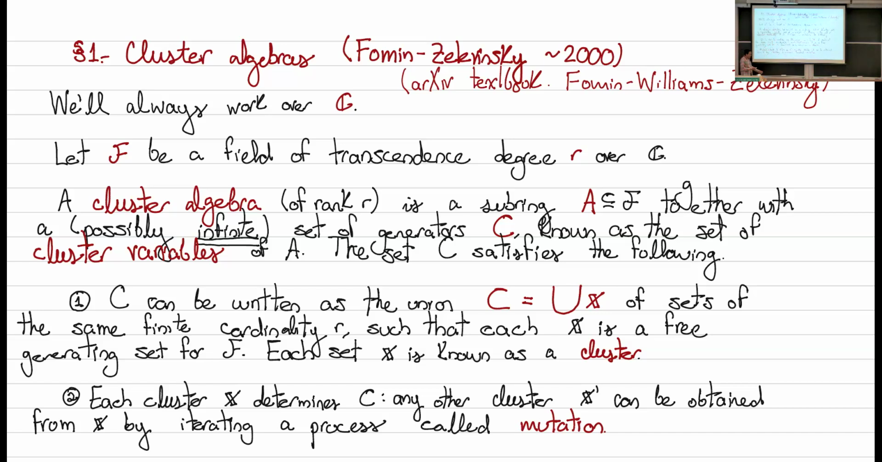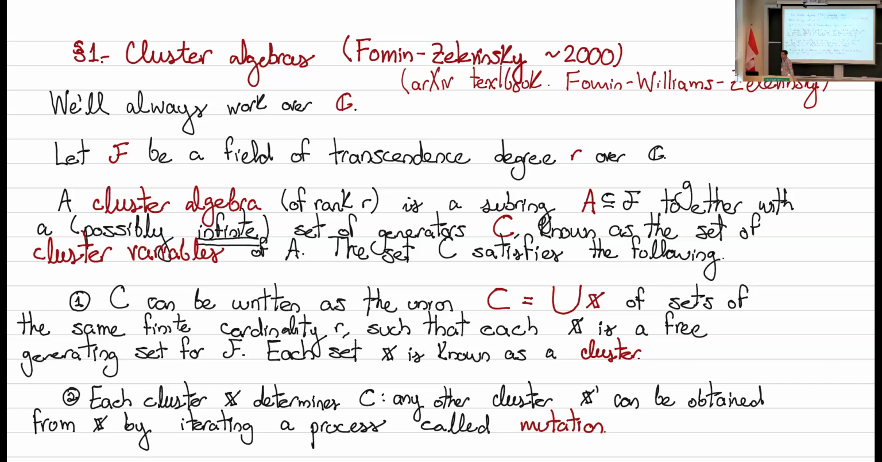But the heart, as I was saying, is this mutation process. When you say that X is a generating set, it's not that each X generates the whole F? Each X generates the whole F. Thank you. Okay. F is the field of rational functions in the elements of X for any cluster X.